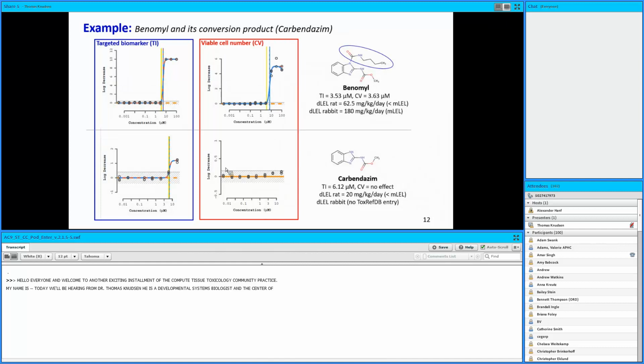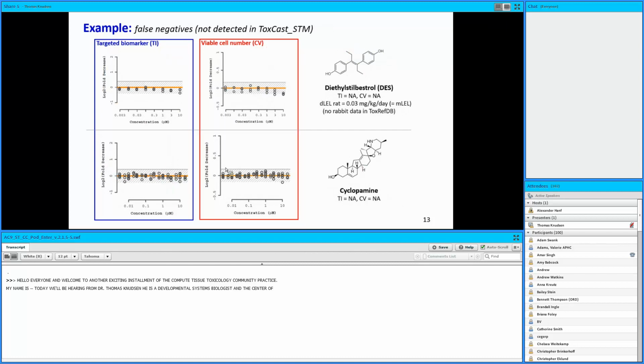Here's another example for a parent compound, Benamel, and its presumed proximate toxicant, carbapenem. In this case, this stem cell assay was able to pick up activity in both cases, both the parent compound and the metabolite, at roughly the same order of magnitude.